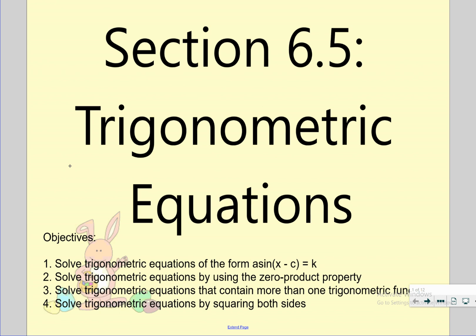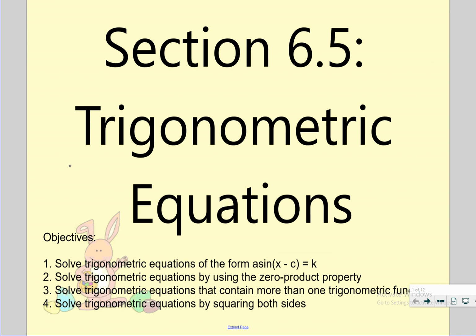Okay, so 6-5 and 6-6. We're going to be solving trigonometric equations. Most of what we're going to do comes from your unit circle, which is why it's helpful to have one out ready to go. Again, you won't have a filled out unit circle on your test or quiz, but you at least need to know how to use it.